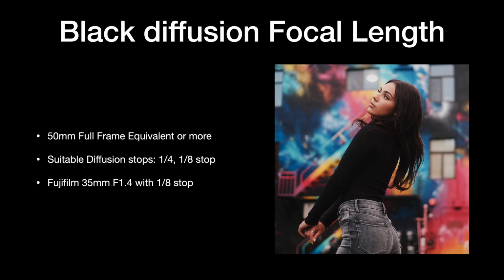And this is another example for the 50mm full frame or more. If you're shooting 50mm full frame equivalent or more, for example Fujifilm 35mm f1.4 with 1/8 stop for this picture, because 50mm equivalent already has a nice bokeh, the background blurs out a little bit more than the 35mm. So I don't think we need a very strong one in this focal length. We just need a slight touch, especially 1/8. I really like the 1/8 on the 50mm or up.